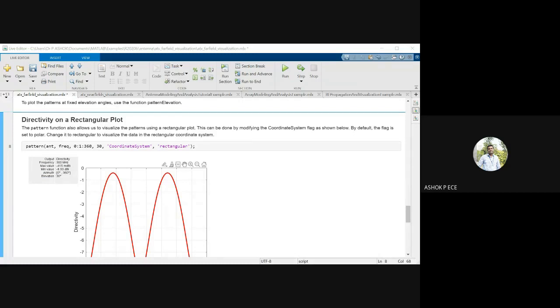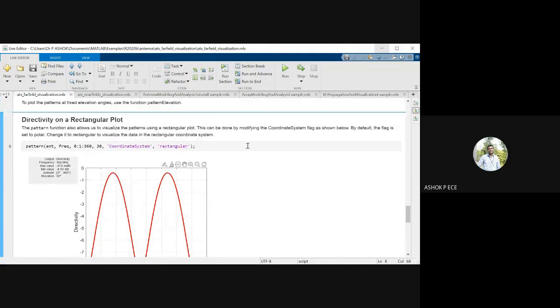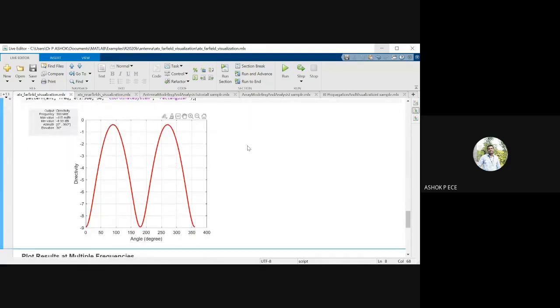Maximum directivity you have at 88. Sorry. Maximum directivity you can have at 90 degrees, right? So at 90 degrees you have maximum directivity. Again at 270 you will have maximum directivity. So this is the directivity. I'm plotting it in rectangular. Rectangular means you have an x-axis and y-axis. The x-axis is the angle, and the y-axis is going to be the directivity.